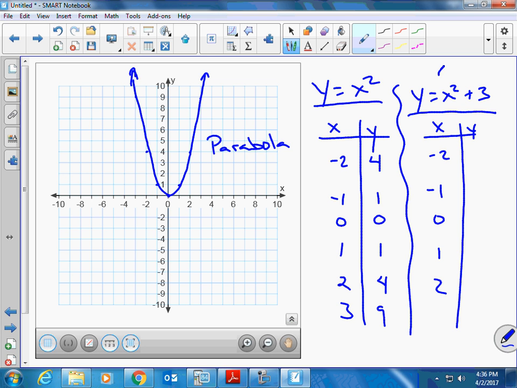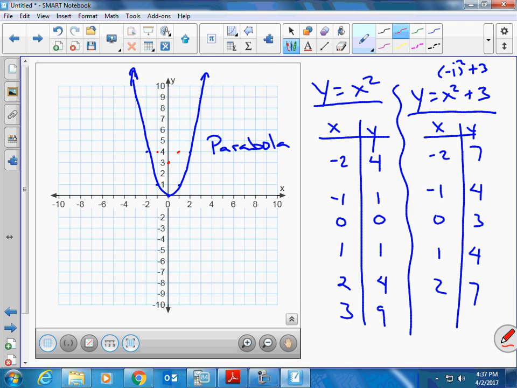If I plug a -2 in here, -2 squared is 4, plus 3 is now 7. Plug a -1 in here. -1 squared is 1, plus 3 is 4. Plug in a 0. 0 squared is 0, plus 3 is 3. You should see the pattern. It simply added 3 to every single y value. What does that do to my graph? It simply moves it up 3.